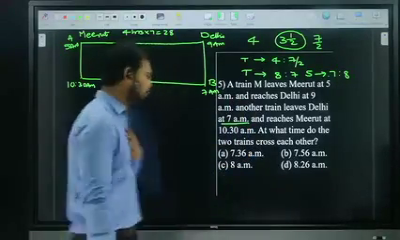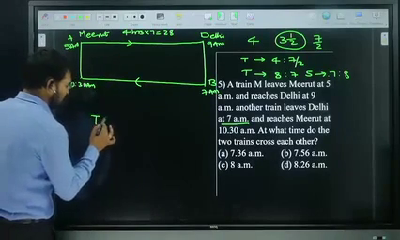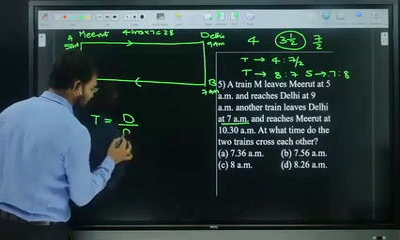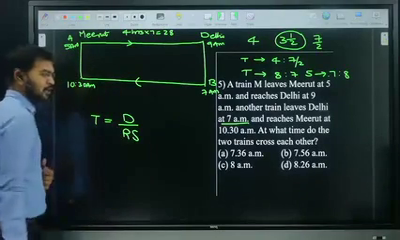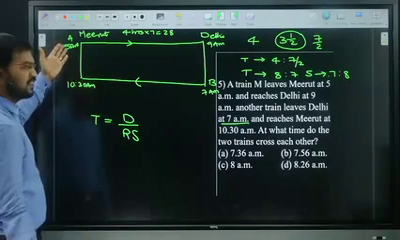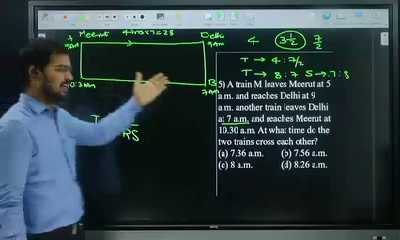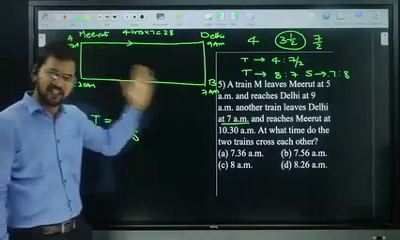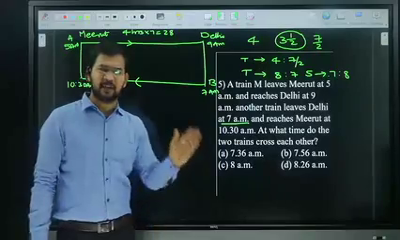Now, to go for timing, time is nothing but distance by relative speed. But here there are different timings. The first train's starting time is 5 o'clock, the second train's starting time is 7 o'clock.